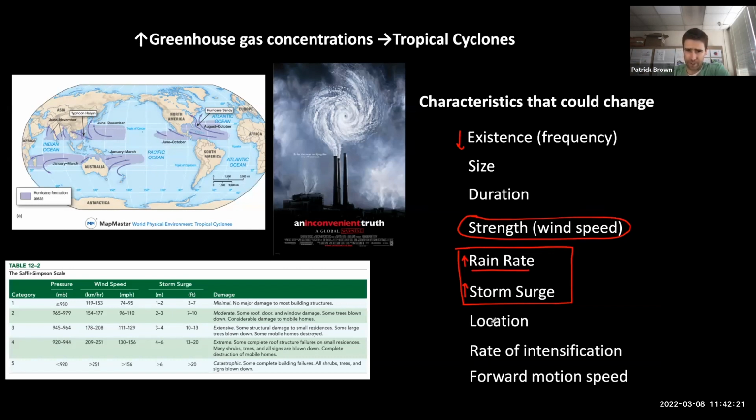But I just mentioned those because you'll see various articles on these other characteristics, but it's really these two things that are the things that current climate science is most sure about.